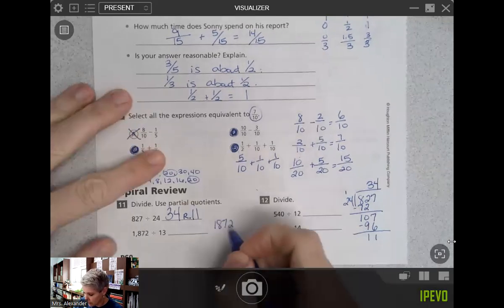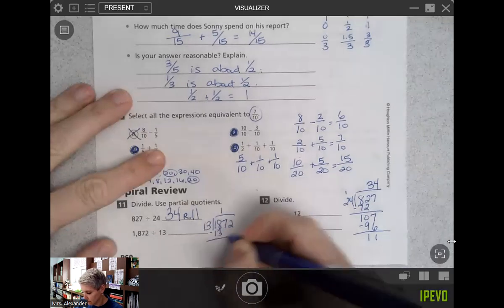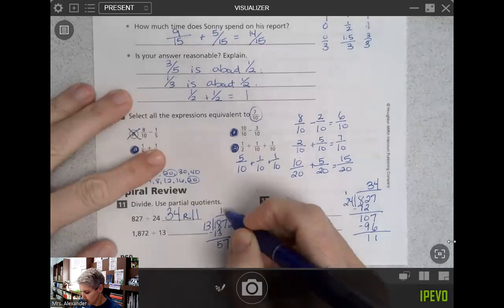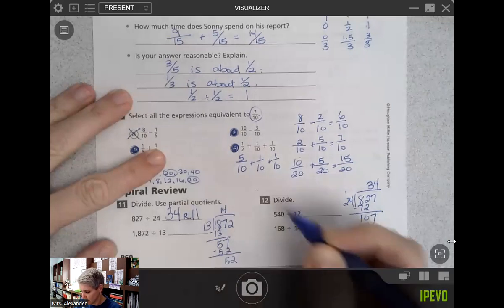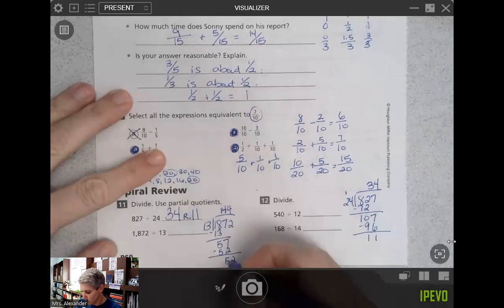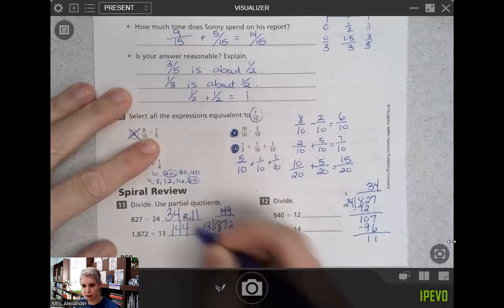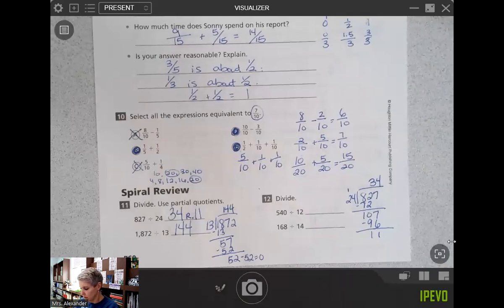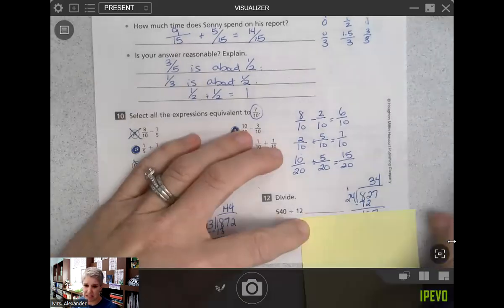1872 divided by 13. Let's go with 144. Let's see if I can squish it in here. And 52 more, 144 again. So 52. I'm running out of room, I'll put it like that. You may need a piece of scratch paper for yourself to do this, or use the inside cover of your workbook.